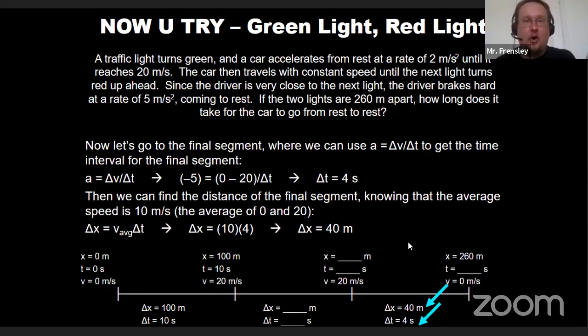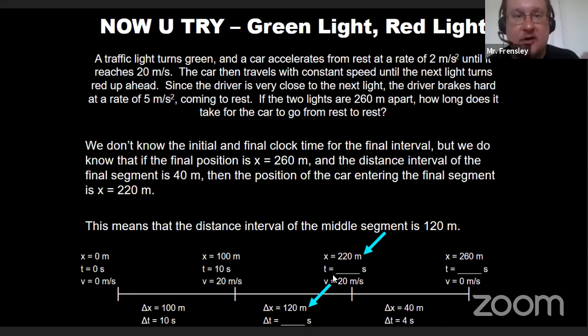How far do I go while I brake? Well, again, I'm going to take the average velocity. So the average of 20 and 0 is 10 times the time that the last segment took, which is 4 seconds. So that's 40 meters. So I found the distance and time of the last segment. Now, get this. If the first segment is 100 meters, the last segment is 40 meters, and the total distance is 260 meters, then by golly, by gosh, the middle segment has to be the remaining 120 meters.